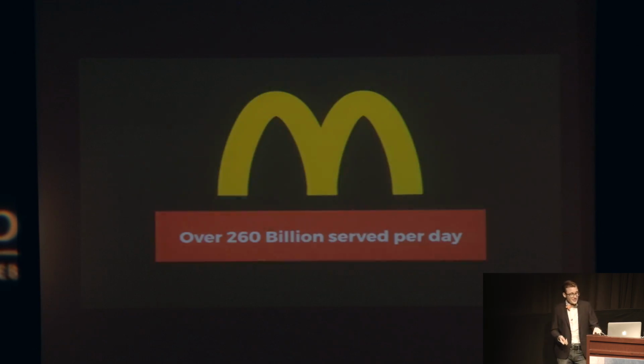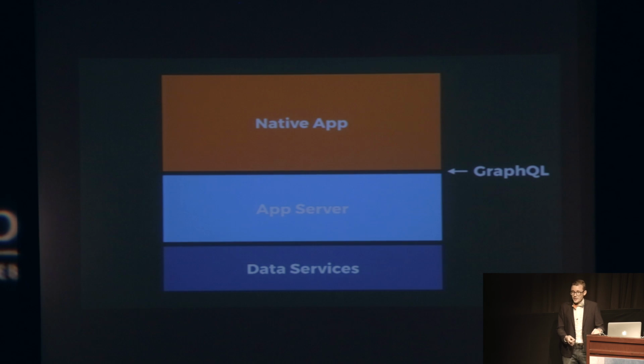And GraphQL today delivers data to thousands of active versions of our native mobile applications and serves over 260 billion requests per day. So this is a real thing that we're using in production. This new architectural stack powered by GraphQL has become the primary way that we build mobile applications and the servers that power them at Facebook.